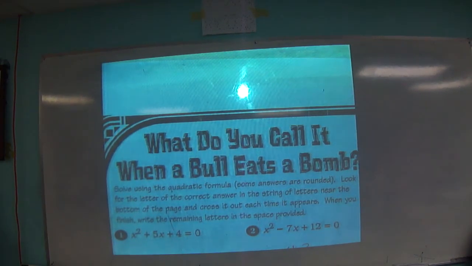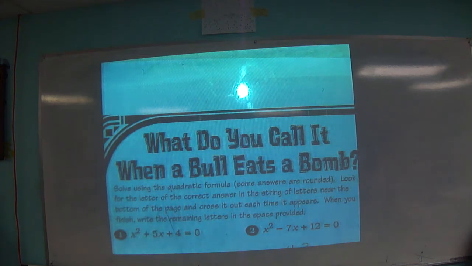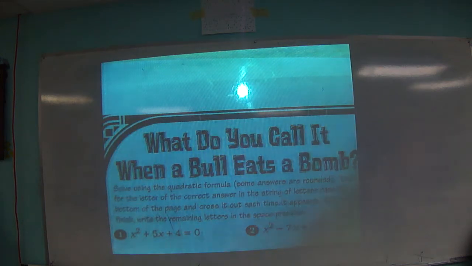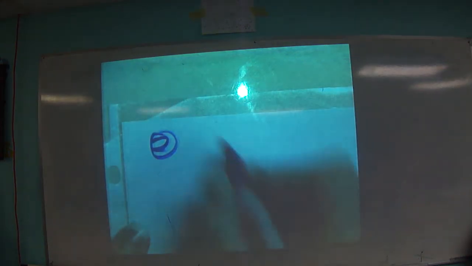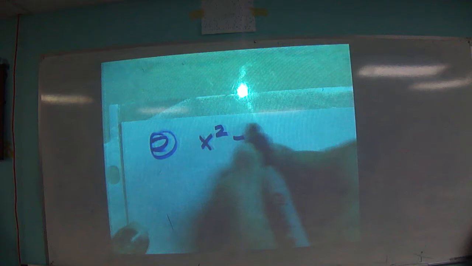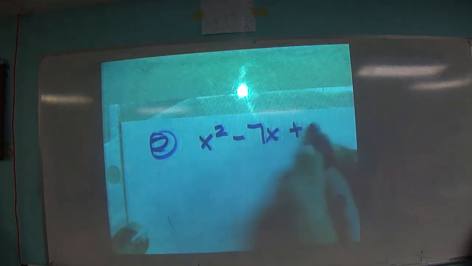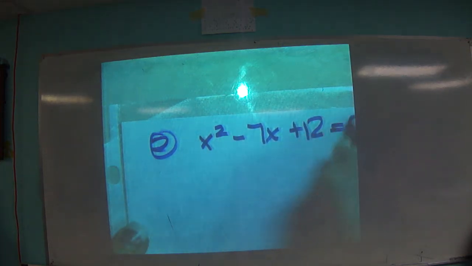The fabled, fabled quadratic equation. This is it, guys. Starting with number 2. Okay. Number 2 gives us the problem: x squared minus 7x plus 12 equals 0.